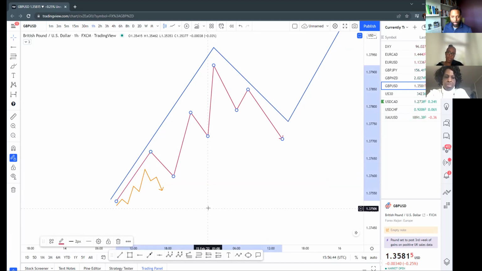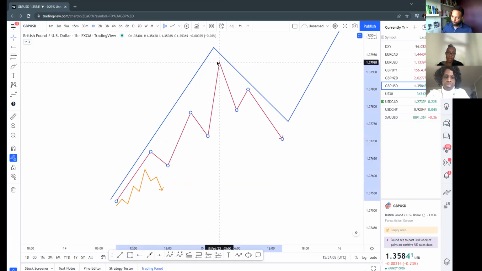You should be finding an entry that will take you in the direction of the higher time frame bias, which means you might have to wait. You might have to wait for your trade. So let's look at this one here. This will be quite a good example, right?